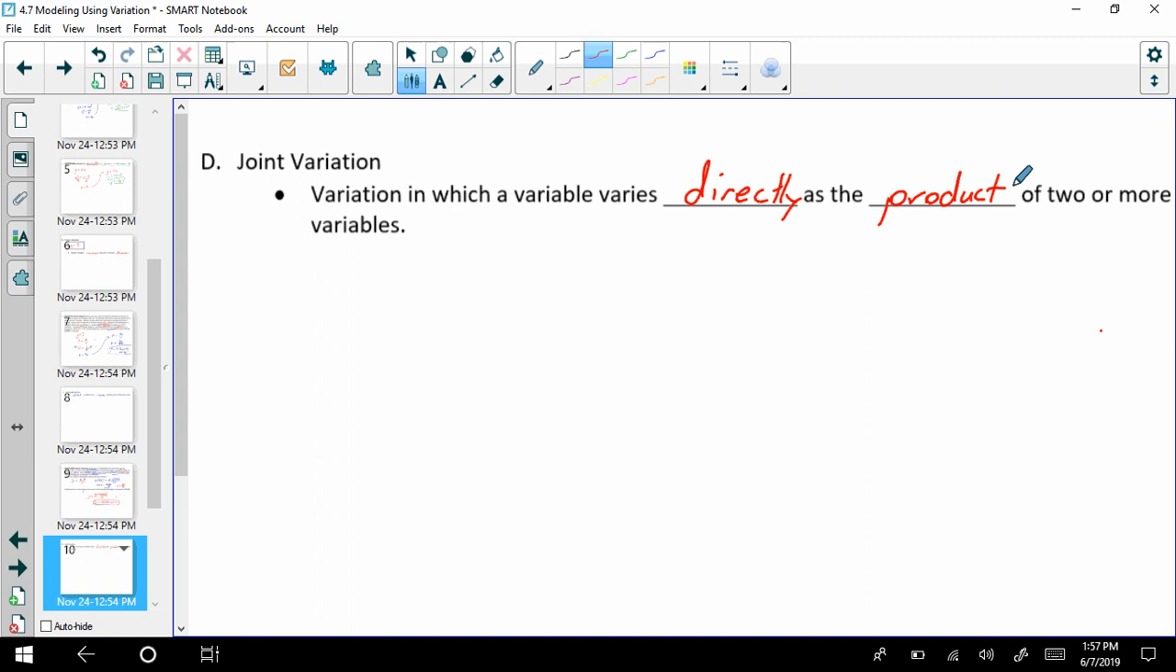So what you might see happen is it might look like this: y equals k times x, just like a direct variation, except you're going to see a third variable. But they're still all directly across from each other. There's just multiple variables now, more than two. So let's try an example.